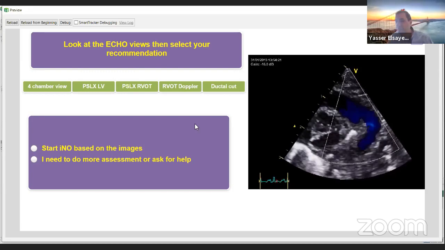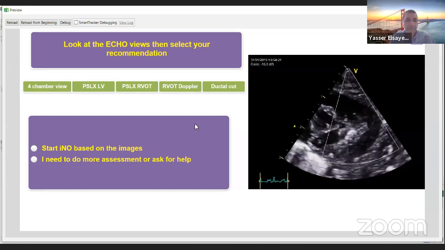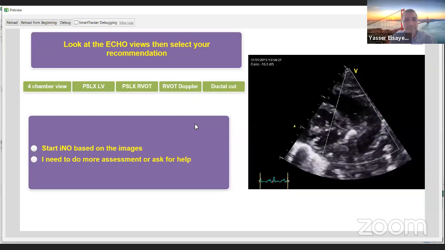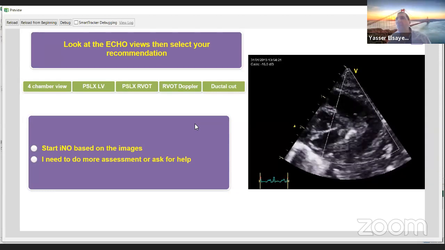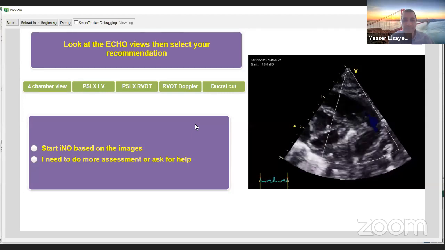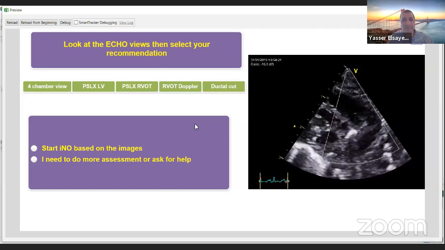So now I have the second question in this case, Dr. Yahya. You have two options: either start nitric oxide based on the images, or I need to do more assessment, like more calculations, and ask for someone else to help. So if you are confident about the results of the echo, start nitric oxide. If you are not really confident, you need to do more calculations, select number 2.